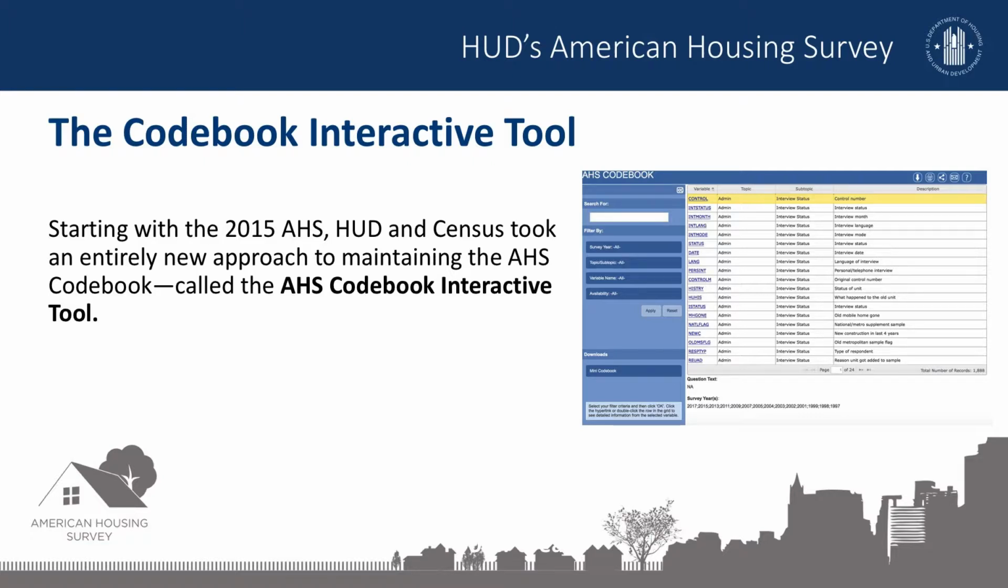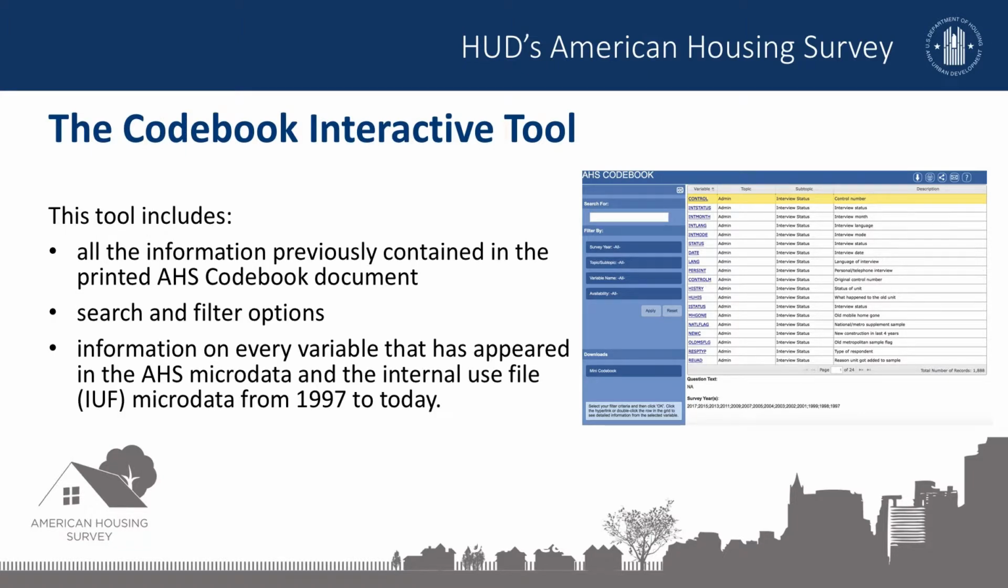Starting with the 2015 AHS, HUD and Census took an entirely new approach to maintaining the AHS Codebook, called the AHS Codebook Interactive Tool. We created a webinar, using the American Housing Survey AHS codebook that walks users through this useful tool. You can find it under Videos on the Census Library page. The Codebook Interactive tool is a web-based application that includes all the information previously contained in the printed AHS codebook document, but with enhanced functionality such as search and filter options.